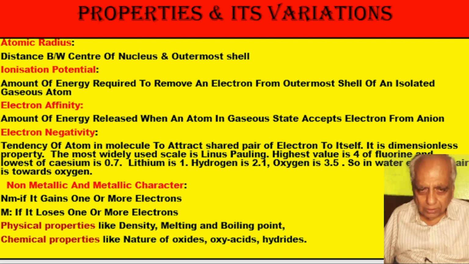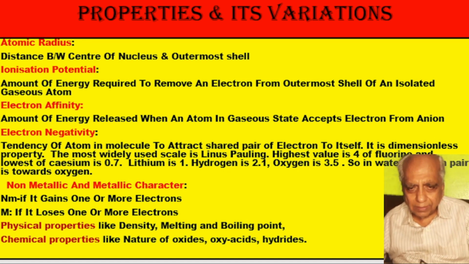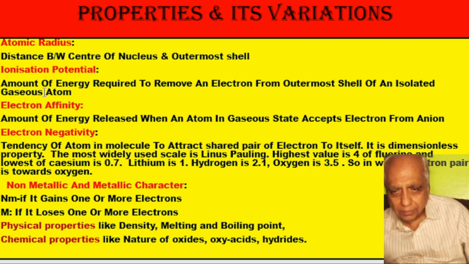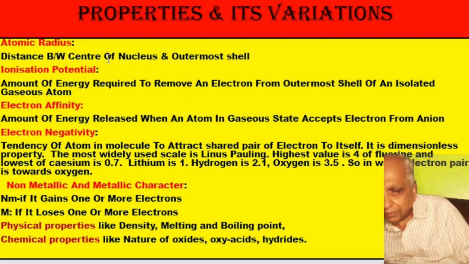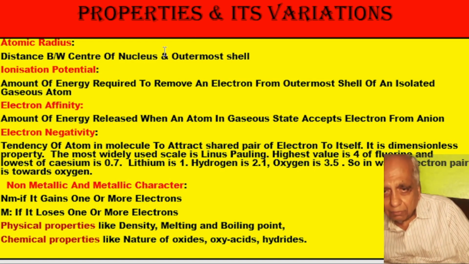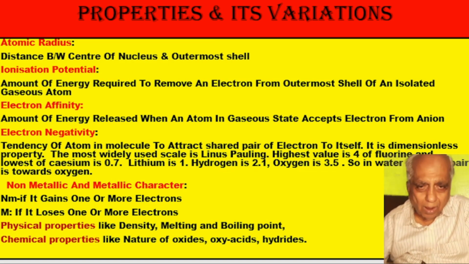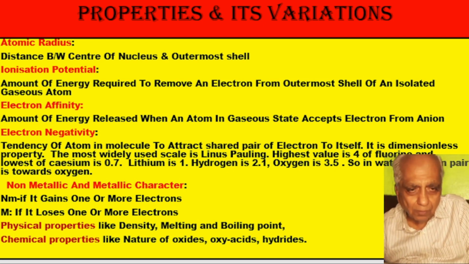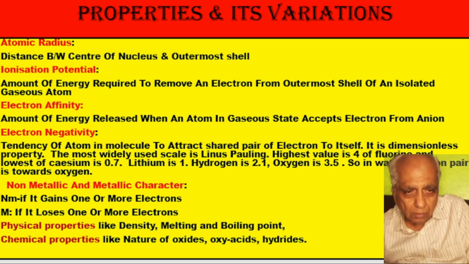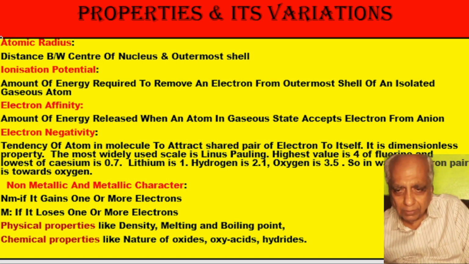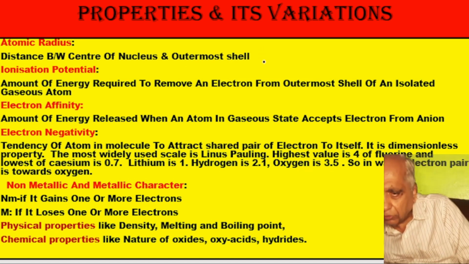Now we have to see how the properties change from left to right in a row and from top to bottom in a column. First I will explain the various properties. The first is atomic radius. I suppose you know what atomic radius is, because yesterday I explained that in the center we have the nucleus, and the nucleus carries the protons and neutrons, which make up the mass of an atom, because the mass of an electron is negligible.